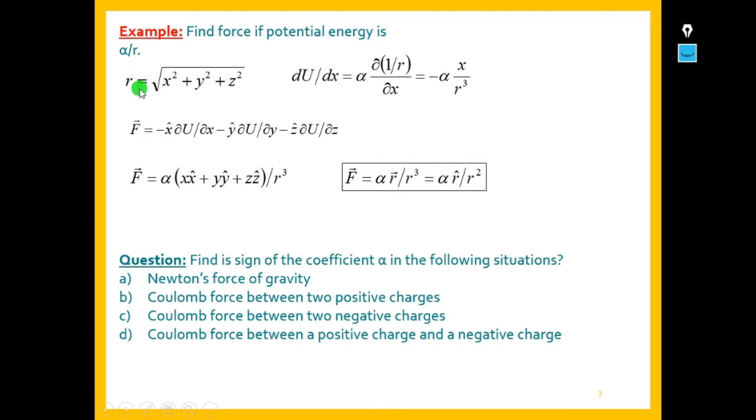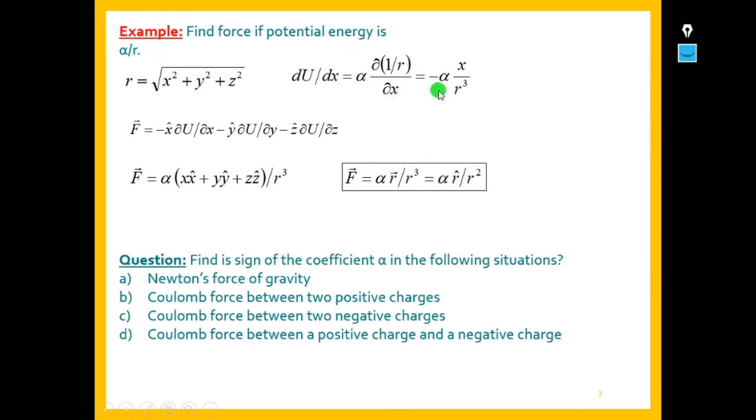So mod r, that means the magnitude of r, is equal to the square root of x square plus y square plus z square. And we know that du by dx is equal to alpha into dou of 1 by r by dou x. Here our potential energy is alpha by r. Alpha is a scalar, so I have taken alpha out. So I have to differentiate with respect to r.